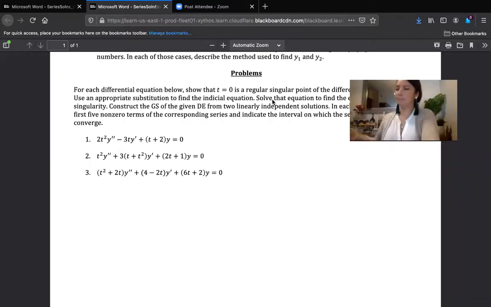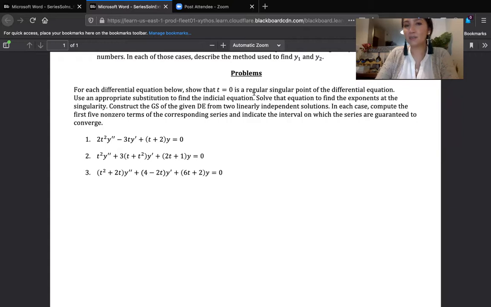Okay, so for the second differential equation, we have t squared times y double prime plus 3 times the quantity t plus t squared times y prime plus the quantity 2t plus 1 times y equals 0. And I'm not going to spend the time showing that t equals 0 is a regular singular point. I think that you can do that just using the definition and those limits that are shown in the notes. But I will show you how to find the values of r for problem number 2. And then I'll show you basically how to get started.